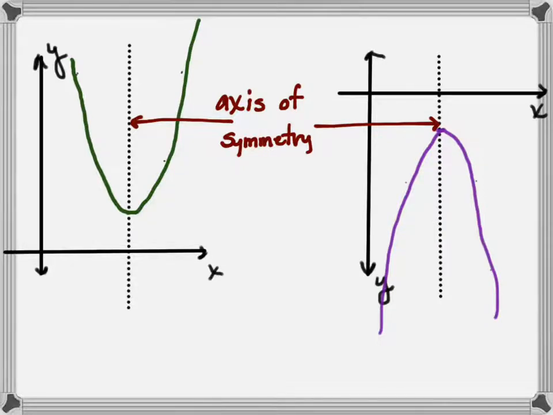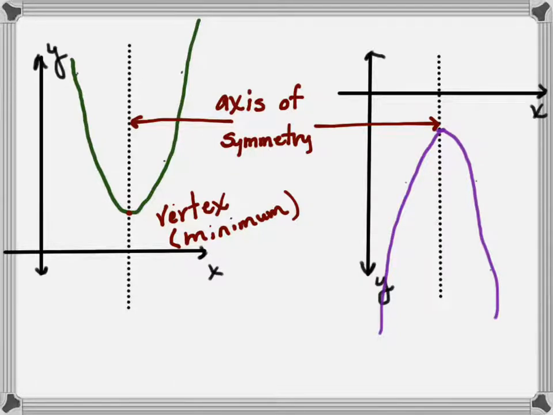And of course, in this case, because we're talking about functions, it's always going to be in the form x equals something, x equals 3, x equals 4, and that's where it goes through the x-axis, and it will always be a vertical line. So that's our axis of symmetry, and you can spin the parabola around on this and find reflections of points.